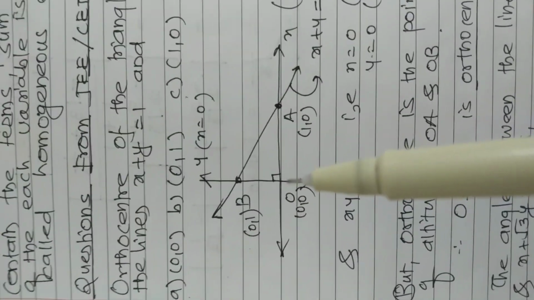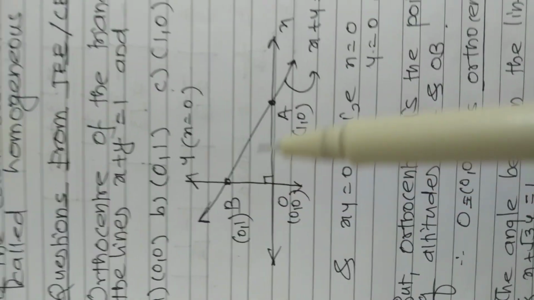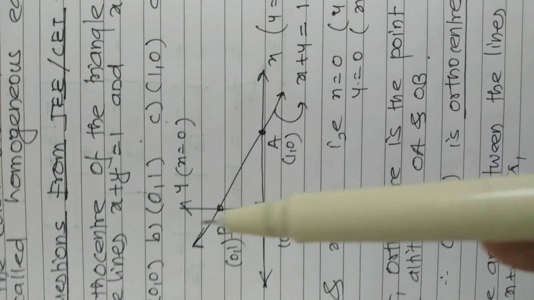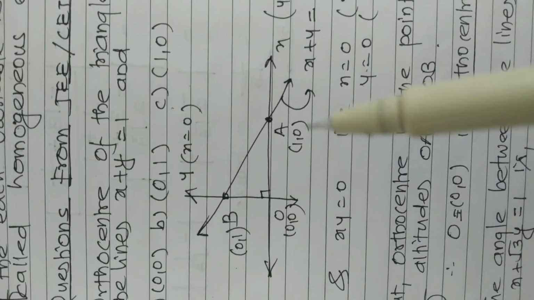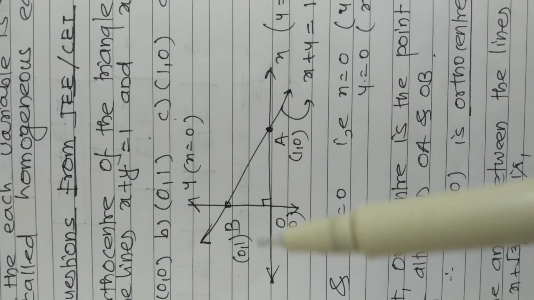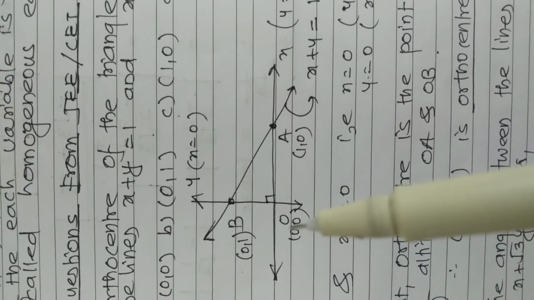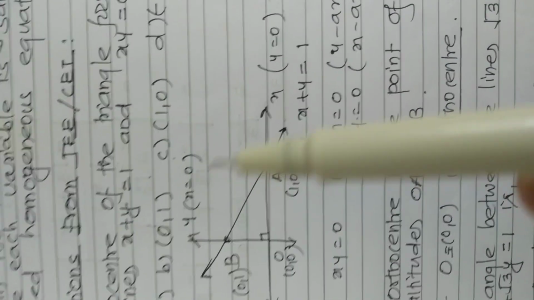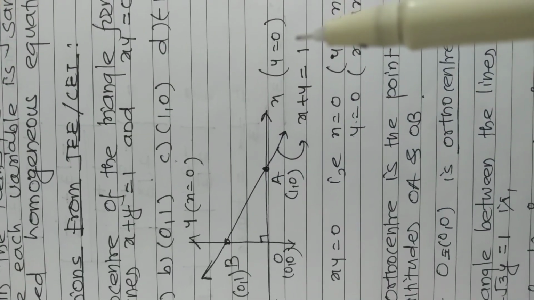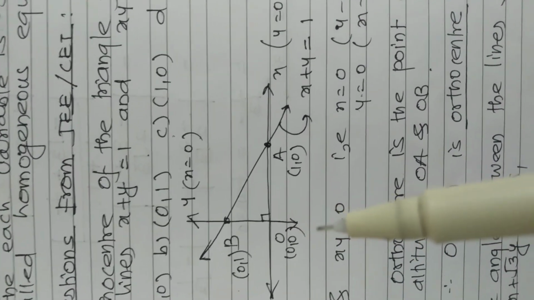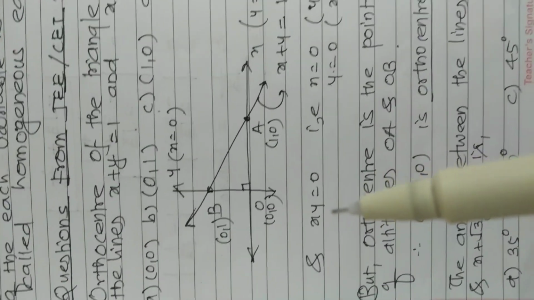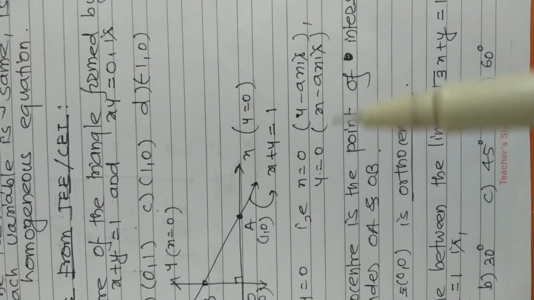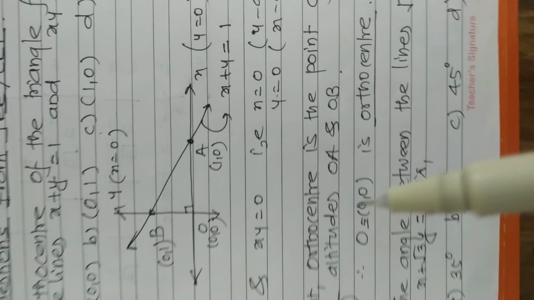So if we draw a simple figure, then approximately the line x plus y equals 1 intersects the x-axis and y-axis at points A and B. So the coordinates are (1, 0) and (0, 1). Now from the x-axis and y-axis point of view, you know the equations: the y-axis is x equals 0 and the x-axis is y equals 0. So xy equals 0 means x equals 0, which is the y-axis, and y equals 0, which is the x-axis.